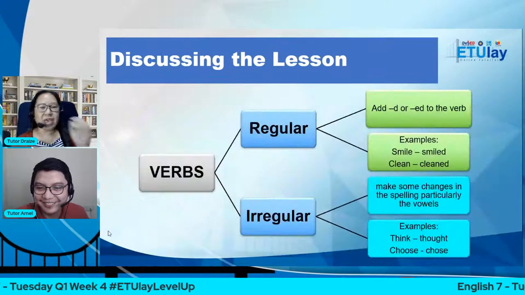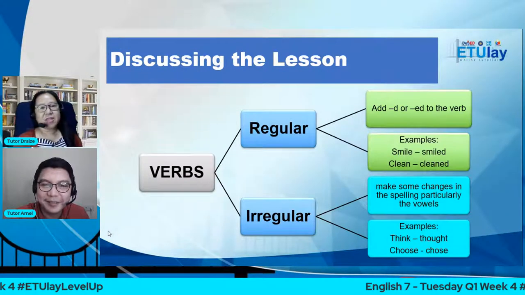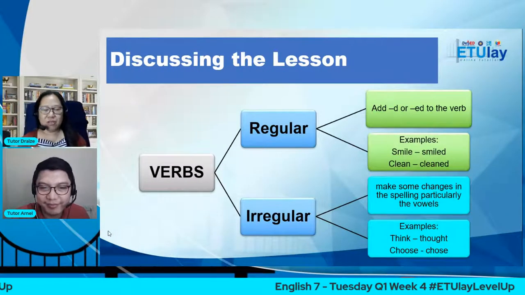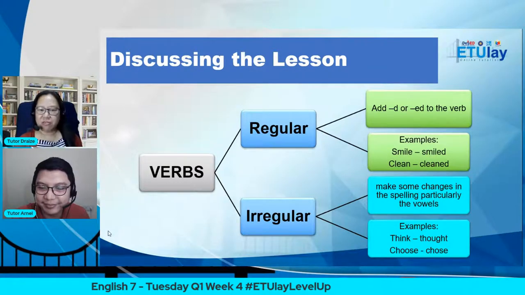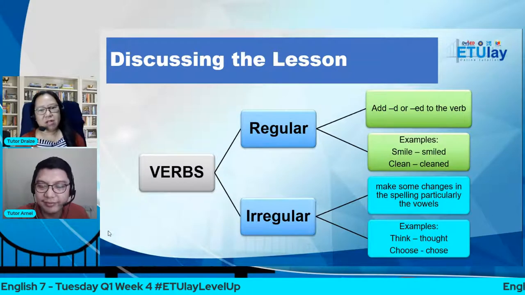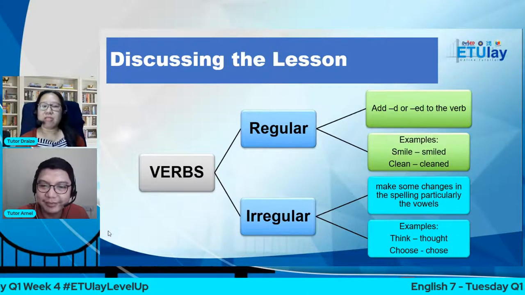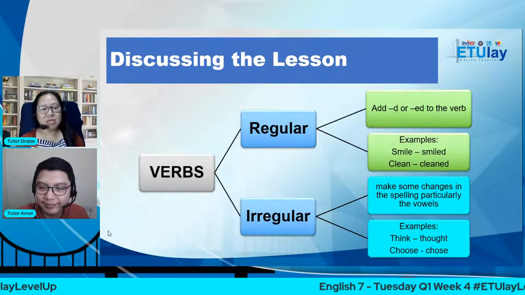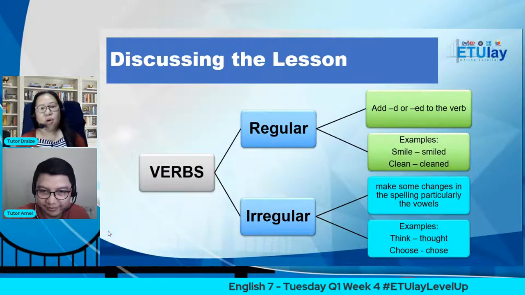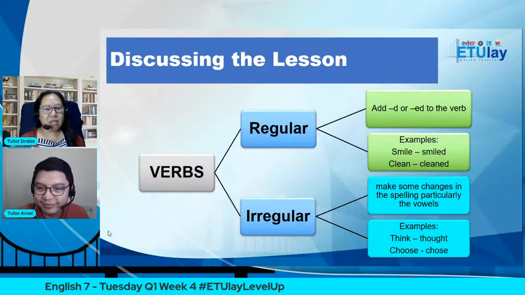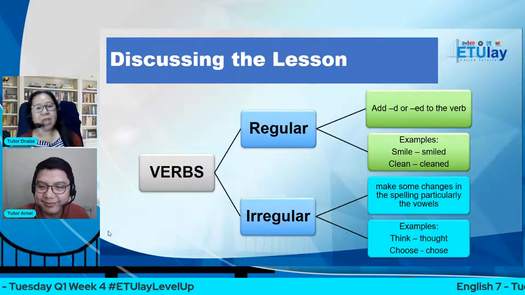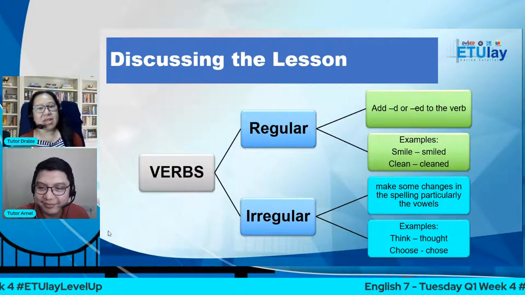So let us now begin with some more explanation so you will not be confused. When we speak of verbs, of course, it may be regular or irregular. When we say regular verbs, it means that all you need to do to form the past tense is add D or ED to the main verb. Examples would be smile, which becomes smiled, and clean, which becomes cleaned.